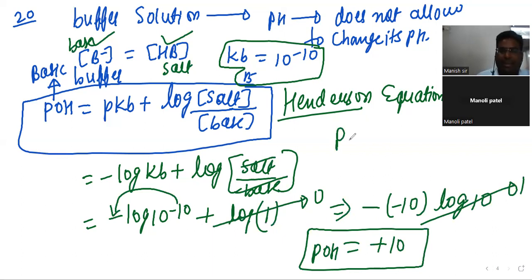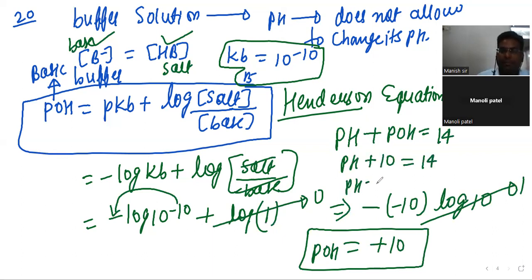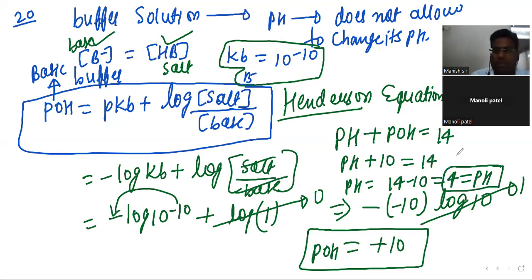Then we can easily get the pH value. How? Because we know pH plus pOH is equal to 14. That is how they are related. Now put the value of pOH, that is 10, so pH will become 14 minus 10, then it will be equal to 4. So this is your pH value, the power of hydrogen. So please write this one.